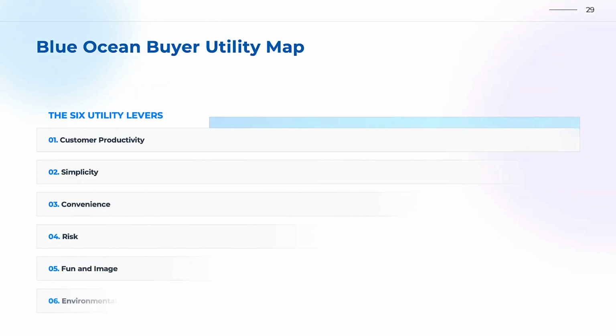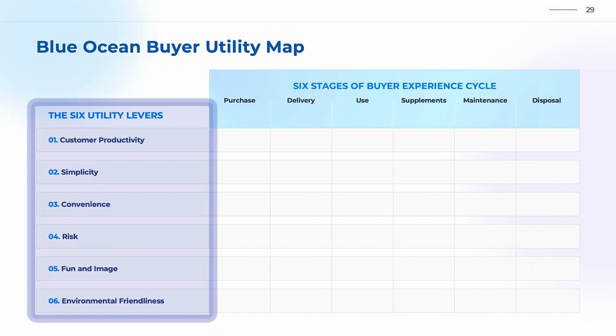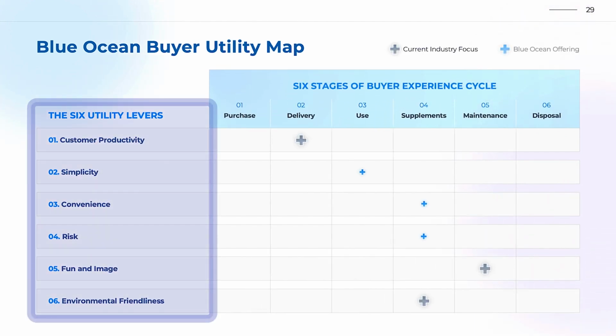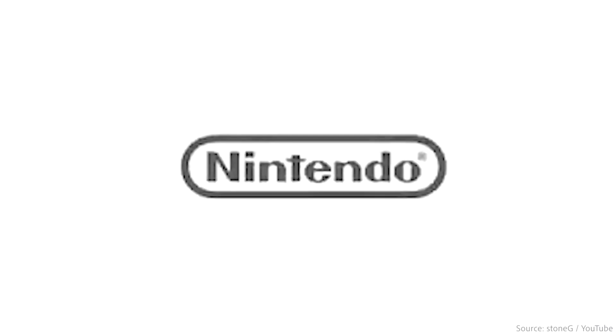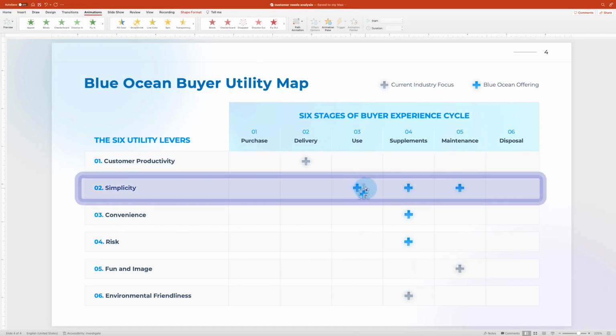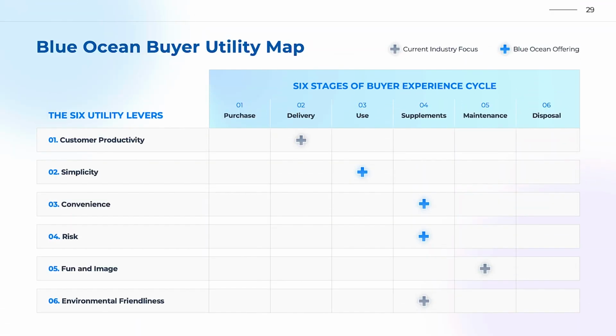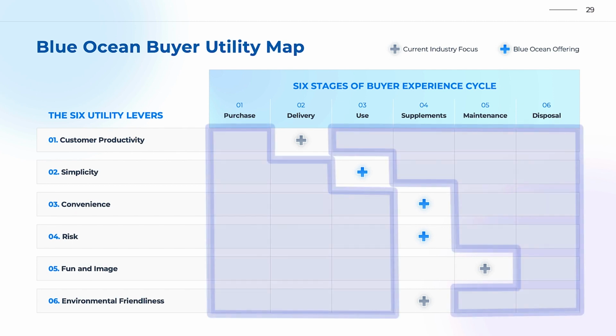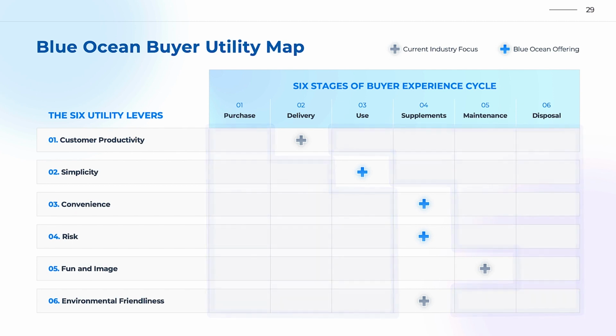Based on the Blue Ocean framework, this buyer utility map identifies areas where businesses can create new value for customers and differentiate themselves from competitors. Nintendo used this tool to disrupt the gaming market. The company wanted to create a simpler gaming experience for non-traditional gamers. This led to the creation of the Wii console, which sold more than 100 million units. To set yourself apart from other industry players, focus on areas that aren't yet checked off on this map.